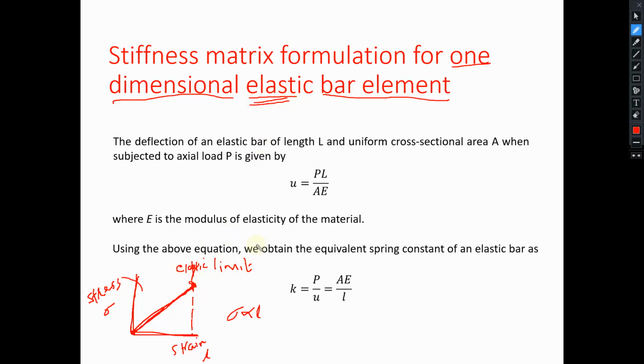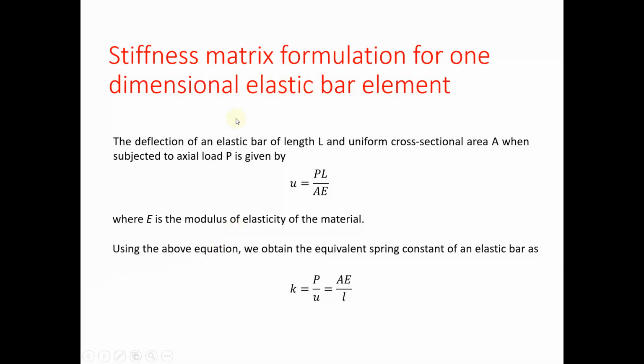So within the elastic limit, if we are removing the load, the strain will disappear slowly and it will come to the original state. അങ്ങനെയുള്ള മെറ്റീരിയൽസ് ആണ് എലാസ്റ്റിക് മെറ്റീരിയൽസ് എന്ന് പറയുന്നത്. So in the elastic conditions, we are going to formulate the matrix for a one-dimensional bar element under the elastic condition. Elasticity maintain ചെയ്യുന്ന ഒരു കണ്ടീഷനാണ് നമ്മളത് നോക്കാൻ പോകുന്നത്.